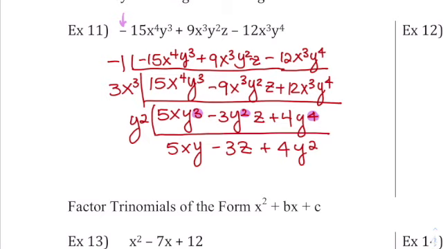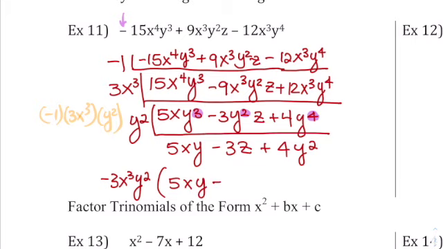Now you're going to multiply all the numbers on the side. That GCF is going to be negative 1 times 3x to the third times y squared. Okay, so your answer is going to be negative 3x to the third y to the second, and you're just left with 5xy minus 3z plus 4y squared.